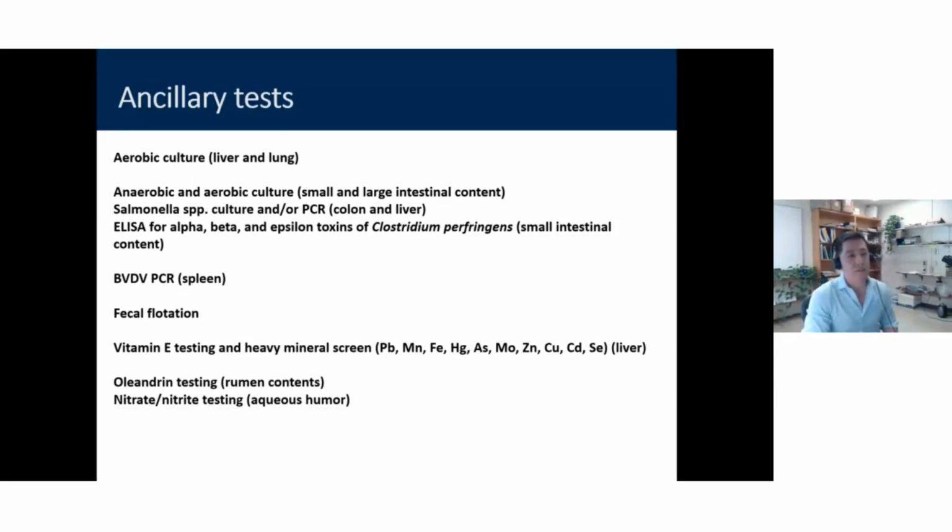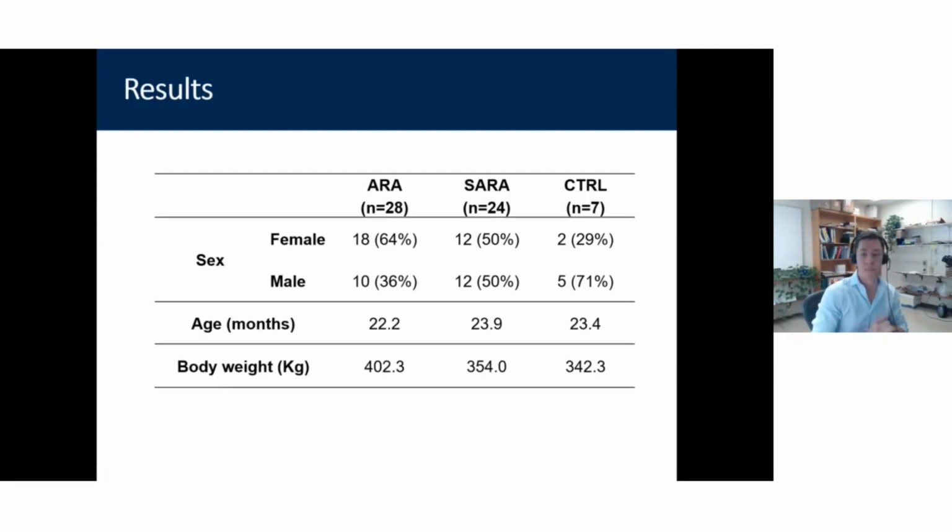Not all of them, but a big chunk of these cases were also tested for oleander and nitrates because of the presentation, especially in the acute form of the disease. They usually are animals that just drop dead or have sudden death. So this is some of the testing that we usually run in animals with a history of sudden death.